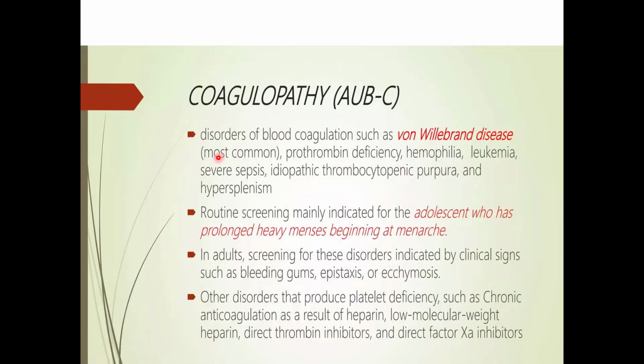Coagulopathy or AUB-C is a disorder of blood coagulation, such as von Willebrand disease, which is the most common, prothrombin deficiency, hemophilia, leukemia, severe sepsis, idiopathic thrombocytopenic purpura, and hypersplenism. The routine screening is mainly indicated for adolescents who have prolonged heavy menses beginning at menarche. In adults, screening for this disorder is indicated by clinical signs such as bleeding gums, epistaxis, or ecchymosis. Other causes include drugs such as chronic anticoagulation with heparin, low molecular weight heparin, direct thrombin inhibitors, and direct factor Xa inhibitors.